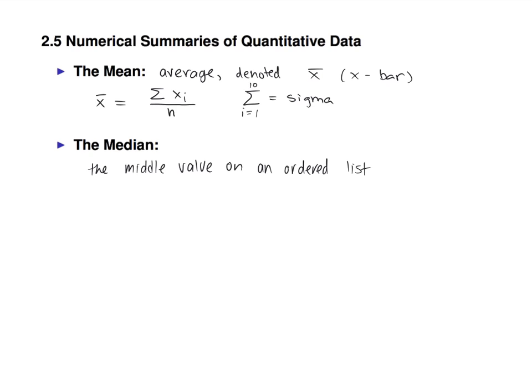What happens if you have two middles? Answer: find the mean of those two values, right? Or take the average of those two middles.